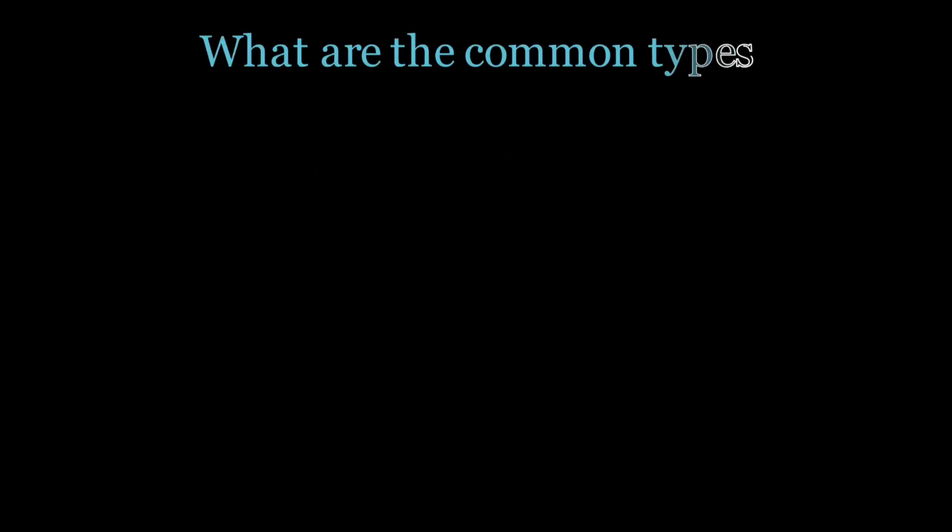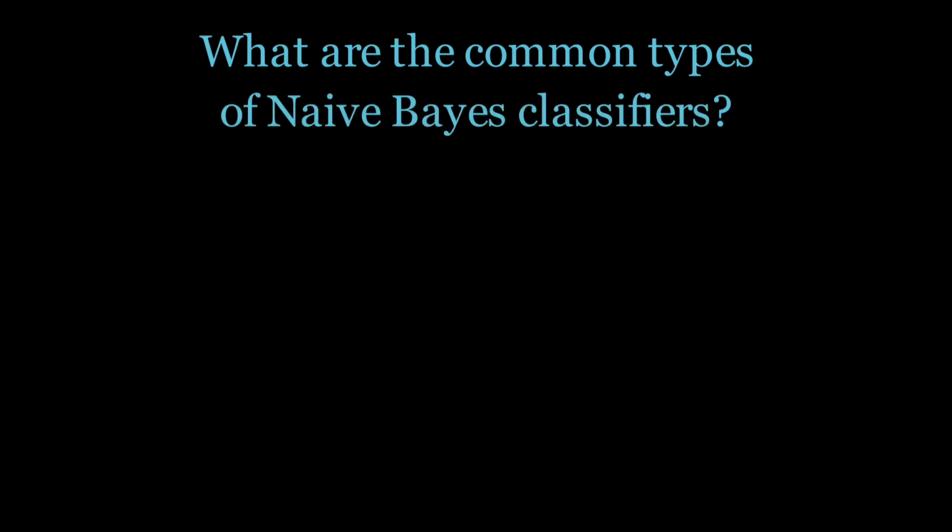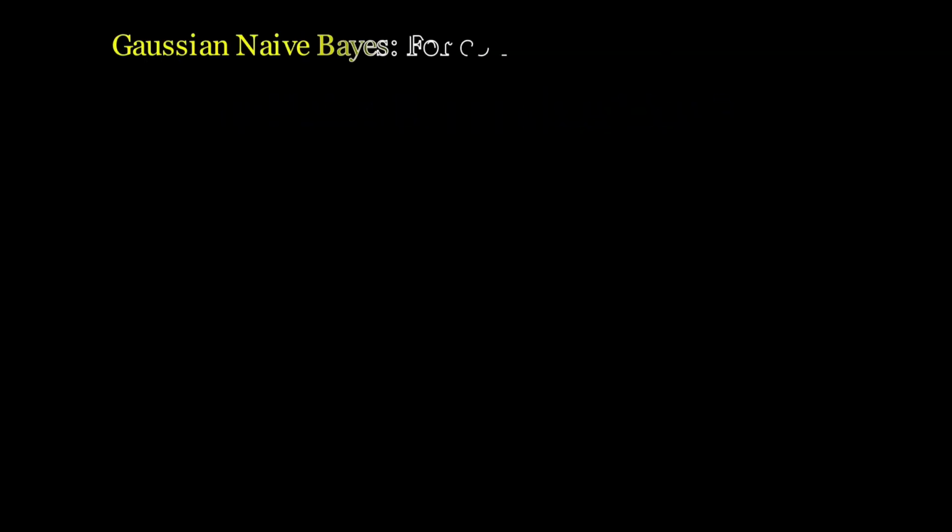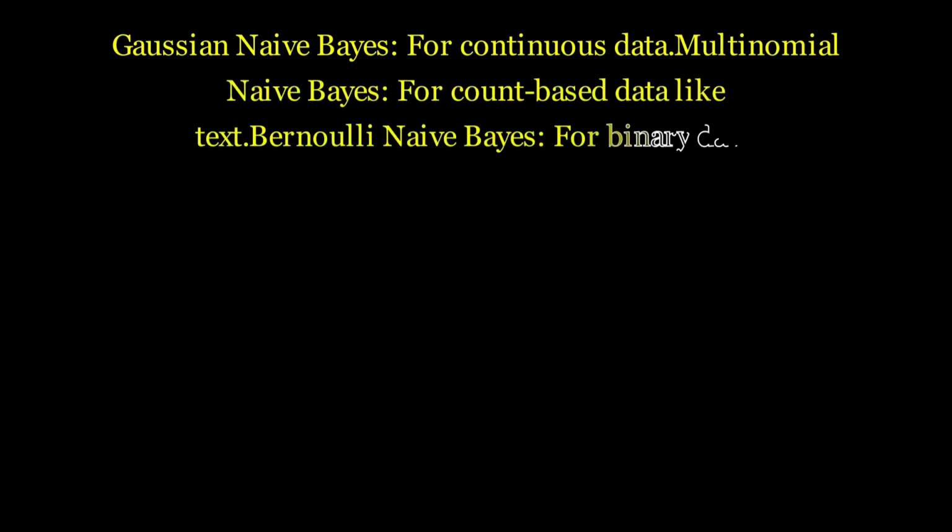What are the common types of naive Bayes classifiers? Gaussian naive Bayes for continuous data, multinomial naive Bayes for count-based data like text, Bernoulli naive Bayes for binary data.